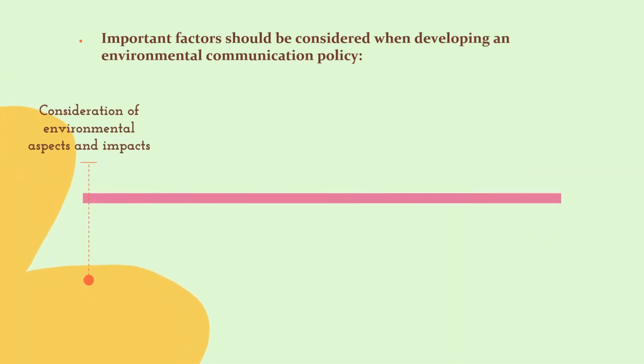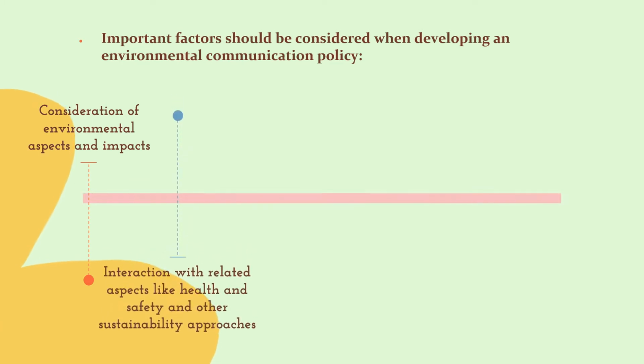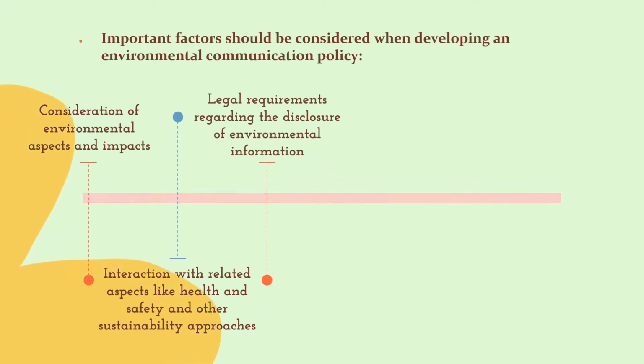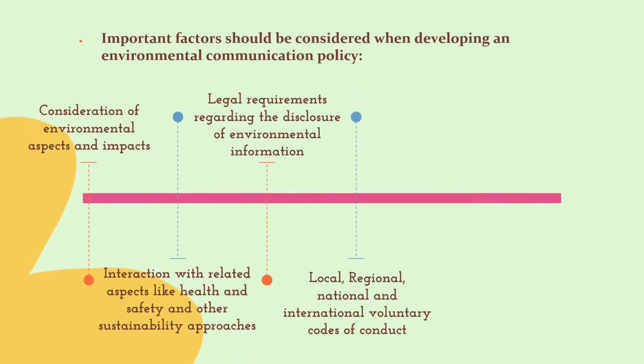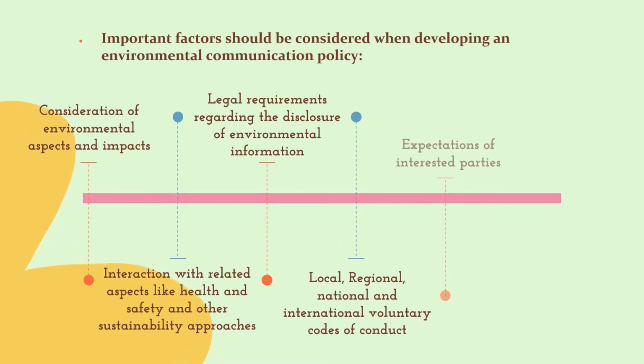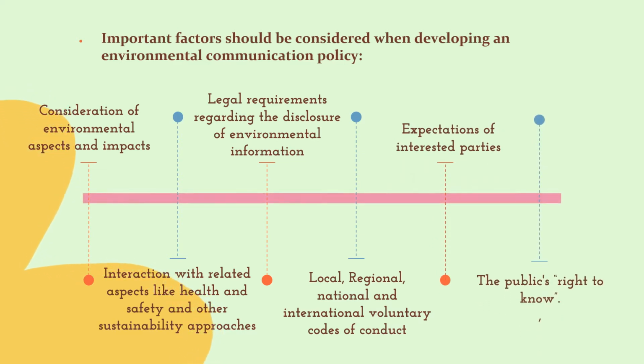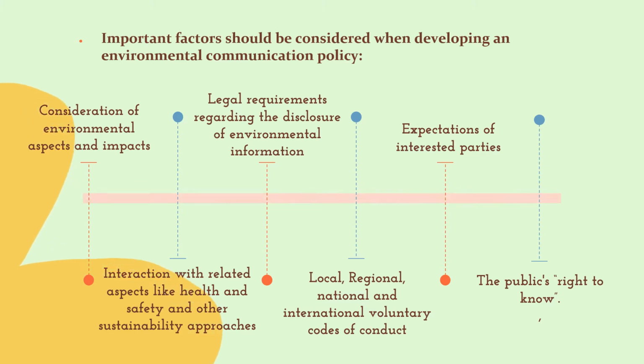Consideration of environmental aspects and impacts, including those in the supply chain, use and end-of-life stages of products, interaction with related aspects such as health and safety and other sustainability approaches, legal requirements regarding the disclosure of environmental information, local, regional, national, and international voluntary codes of ethical conduct, the expectations of interested parties, and lastly, the public's right to know. The policy should be communicated to interested parties, both internal and external, as appropriate.